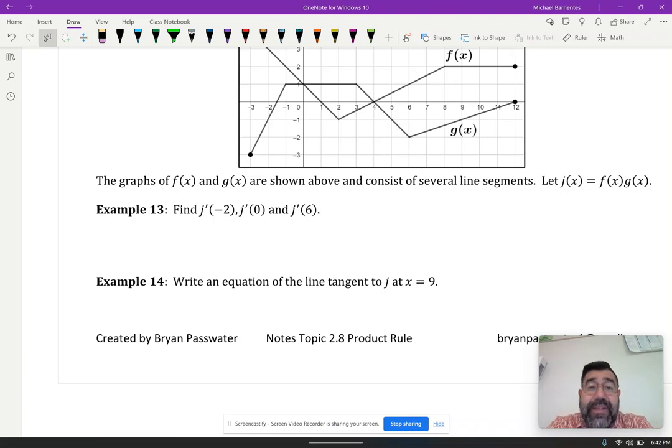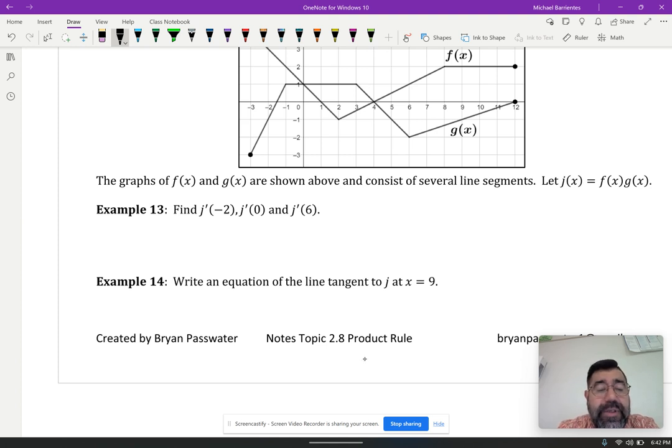As promised, this will be the last video for section 2.8, which is the product rule. But we really do need to practice the product rule a lot, because it is a useful tool for making a complicated setup less complicated. For example 13, they give us three different derivative values that they want us to find. We're going to do two, and we'll save the third one for later.